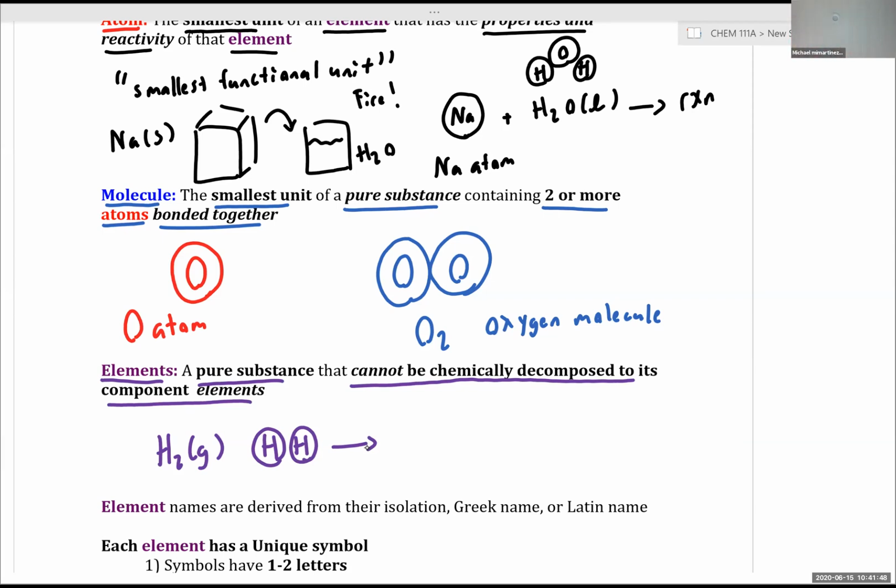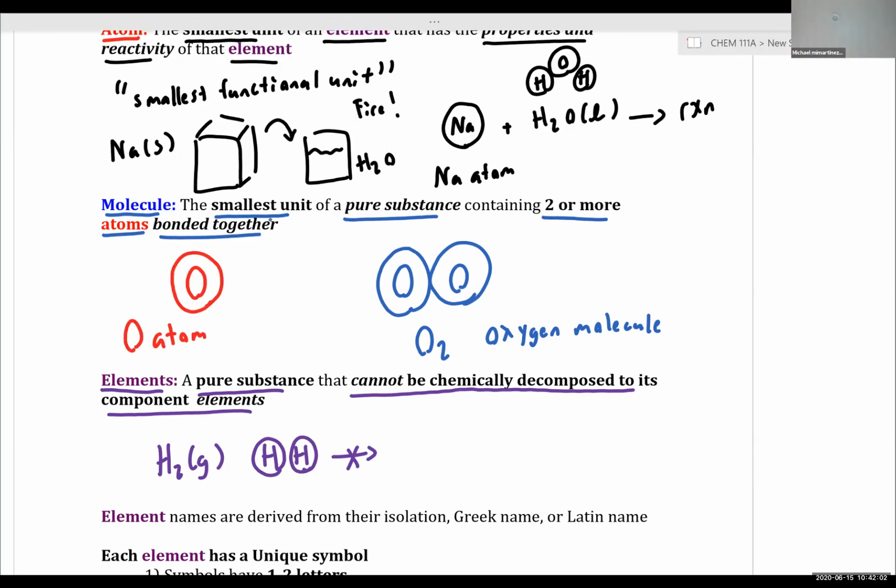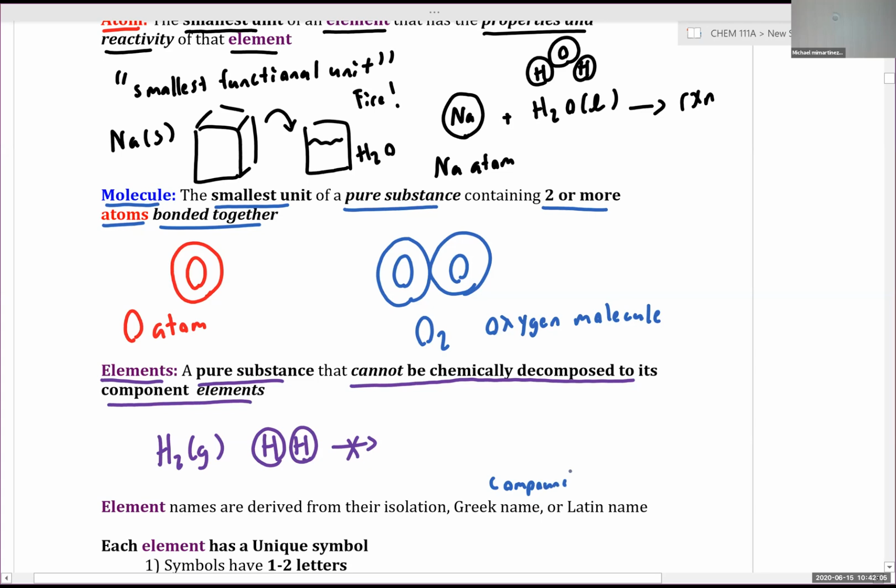So quite simply, an element is a pure substance that cannot be decomposed into its component elements or a simpler component element. To contrast this and to really show you the difference between an element and what we call a compound, if I take water, for example, and I apply a strong electric current, I can generate hydrogen and oxygen gas. So compounds can be decomposed. Elements cannot.